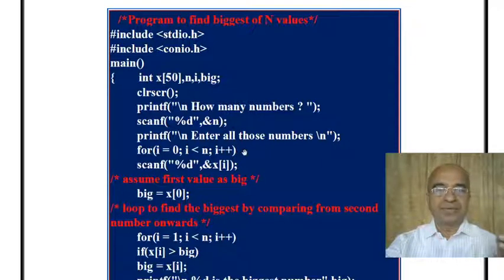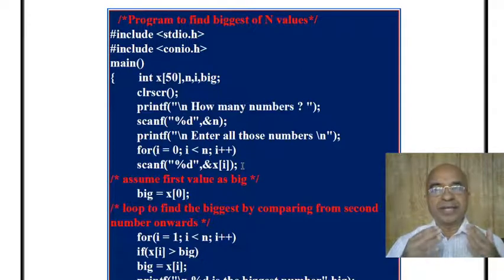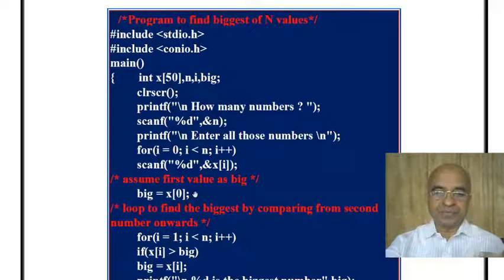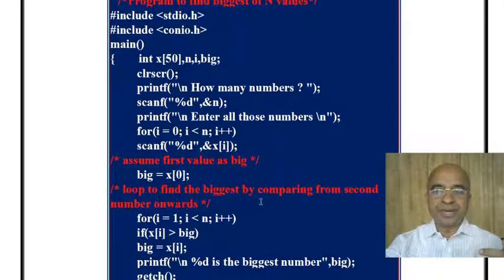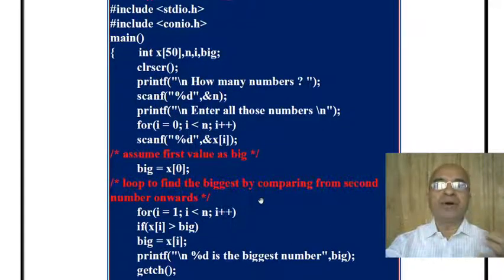For I is equal to 0, I is smaller than n, I plus plus. Scanf, %d, ampersand x of I. So all the values are taken through the keyboard from the user. And the comment line, assume first value as big. Big is equated to x of 0. And then loop to find the biggest by comparing from the second number onwards.